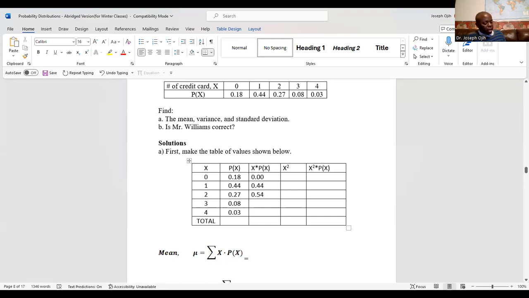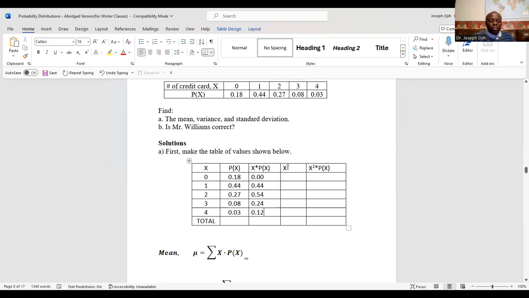So I've had this done before, so we can finish this on time. Just 1 minute. All right. Then I have 3 times 0.08, which is 0.24. 4 times 0.03 gives us 0.12. I did it on paper already, so I just put it in, but you can verify the multiplication.